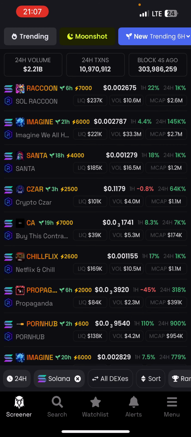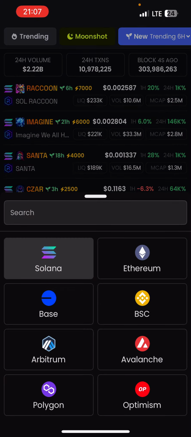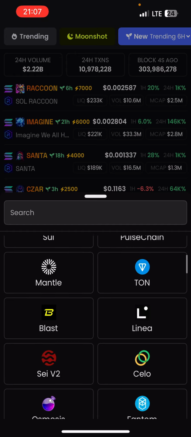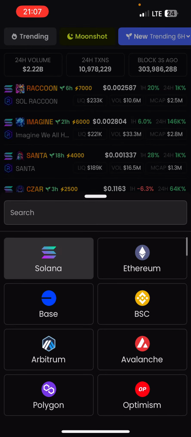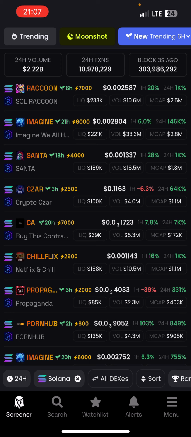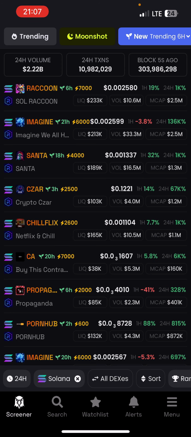So you're just gonna click on pairs, which is the different chains. We have the Solana chain, Ethereum chain, Base, Avalanche, whichever chain that you want to buy meme coins on. Obviously, Solana is the most trending, so we're going to click on Solana. Then we have all the dexes. Then we have sort. You're going to click on sort.